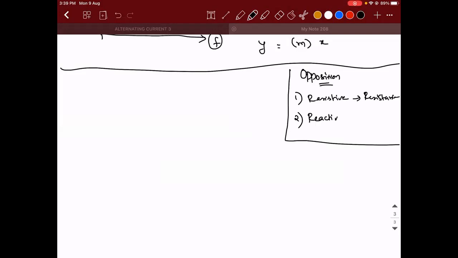Whereas for a reactive device, what do you mean by reactive? Reactive devices are basically those devices which can store energy. What are the electrical components that we know which can store energy? One is the capacitor and the other is the inductor. So for reactive devices, we use the word reactance. Reactance is basically classified into two types: inductive reactance and capacitive reactance, depending on what kind of passive element you have in your hand. Am I clear, guys?